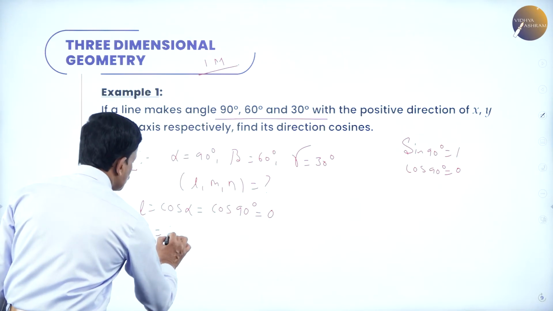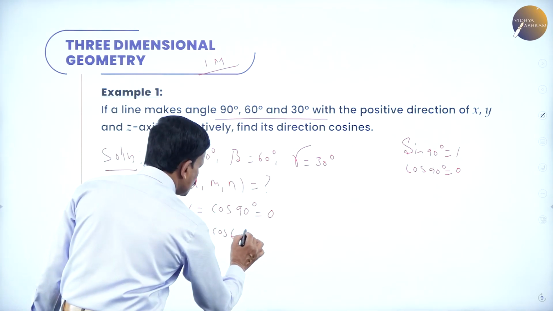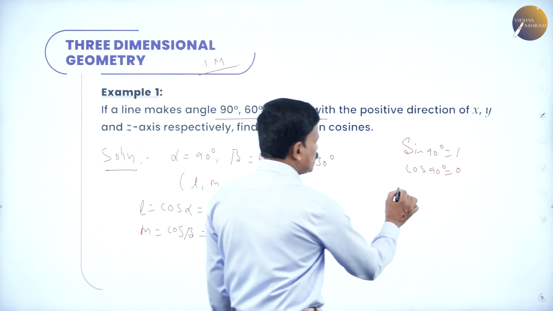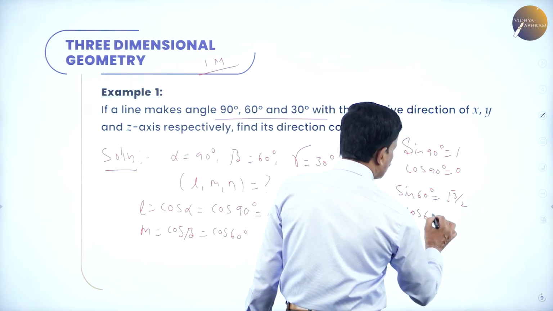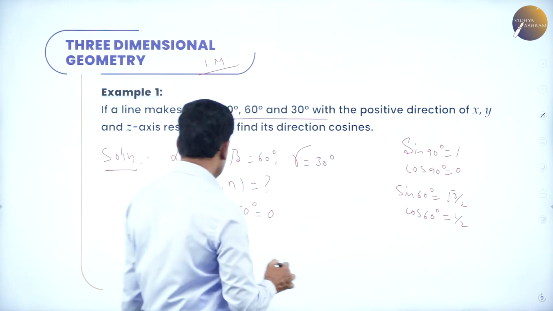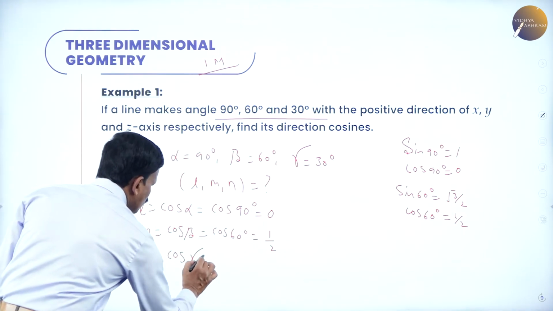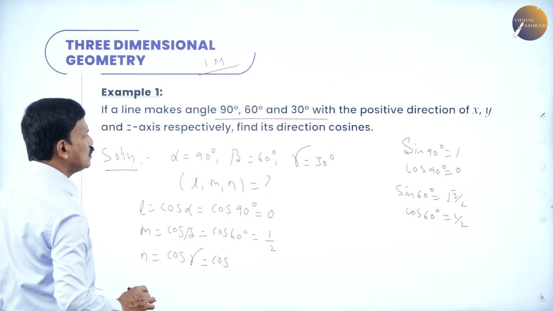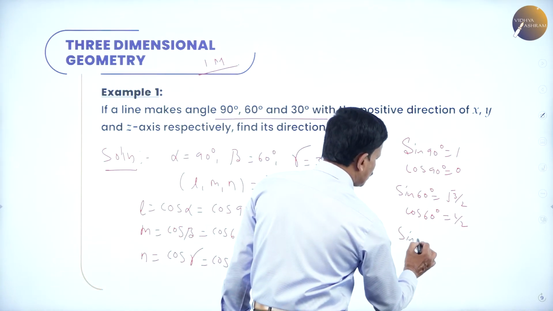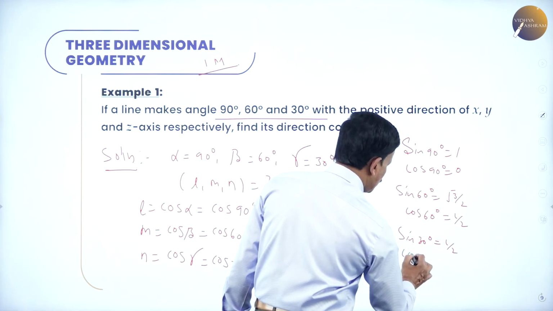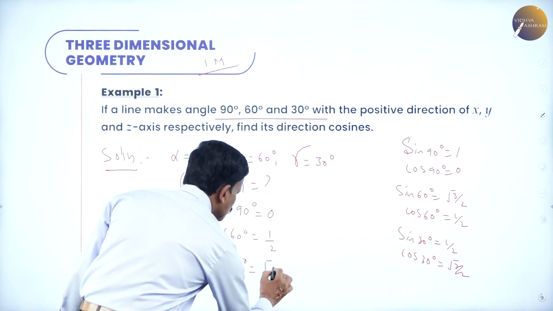M is equal to cos of beta. Beta is equal to 60 degrees. You know sin 60 is root 3 by 2 and cos 60 is equal to 1 by 2. So, M is equal to 1 by 2. Again, N is equal to cos of gamma. Gamma is 30 degrees. Sin 30 is 1 by 2 and cos 30 is equal to root 3 by 2.